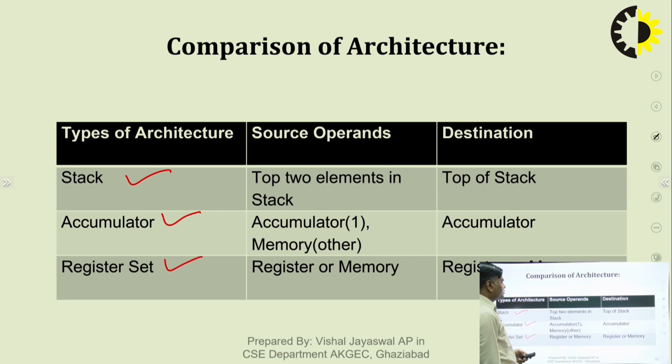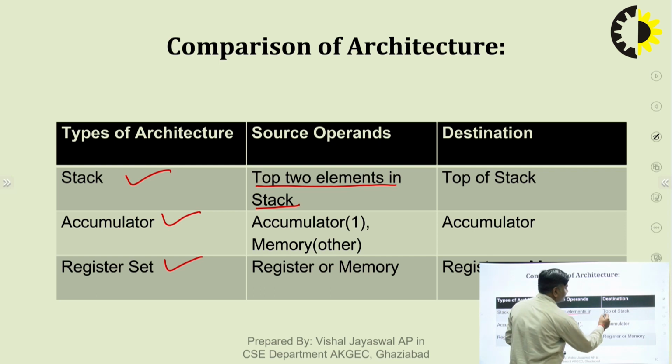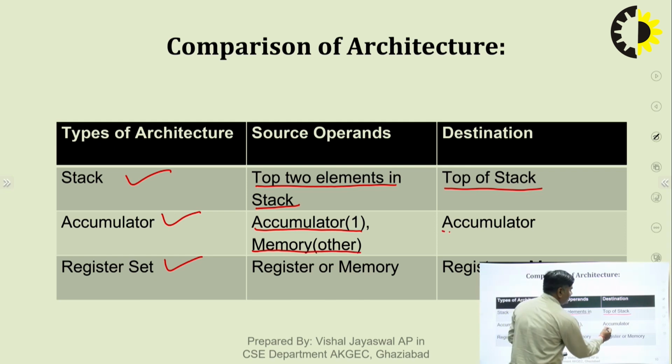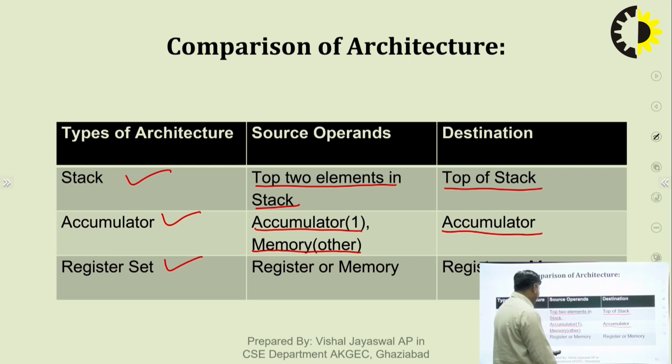And if we talk about the source operand, where the source operand is found: in a stack, the top two elements in the stack are the operands. And if we talk about the destination, the top of the stack is the destination. In accumulator architecture, the first operand is stored in the accumulator and the second operand is stored in a memory location. And the accumulator is the destination in case of single accumulator organization.